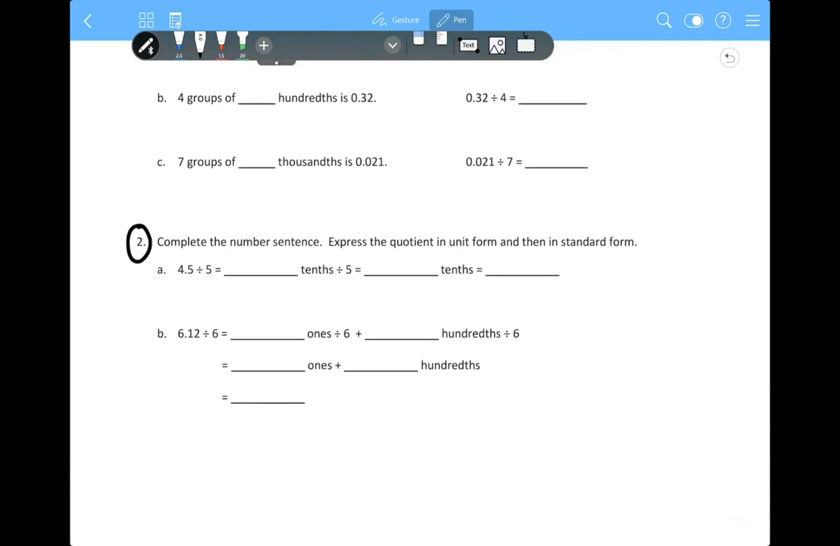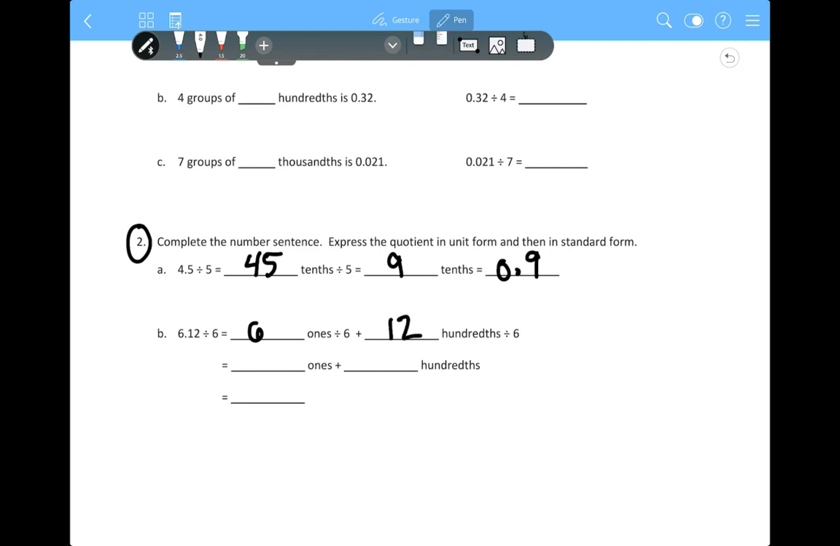So it says complete the number sentence, express the quotient in unit form and then in standard form. So 4 and 5/10 divided by 5 equals blank tenths divided by 5 equals blank tenths equals blank. Okay, so 45/10 divided by 5 equals, and so 45 divided by 5 is 9, so 9/10, and 9/10 written as a decimal is 0.9.